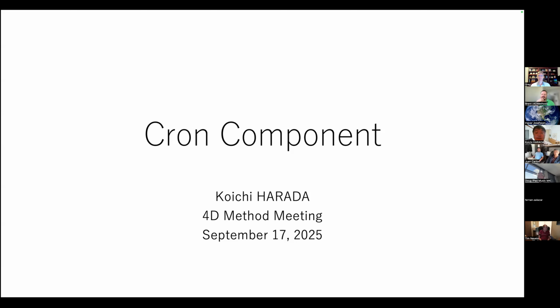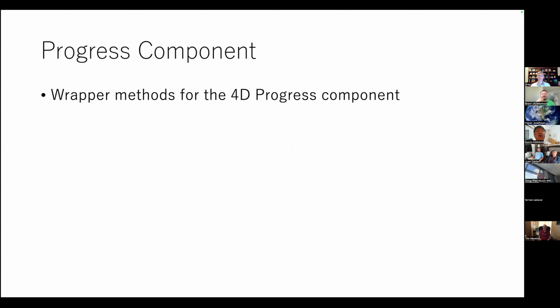So first is the progress component. The progress component is used to display progress dialogues. As you know, there's already a 4D progress component, but I've made a wrapper around it. Basically, my component does what the 4D progress component does. So what are the advantages of creating this component again? I'm trying to solve an issue like the following.